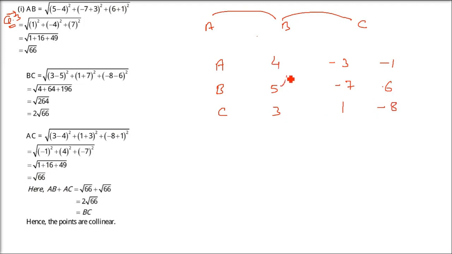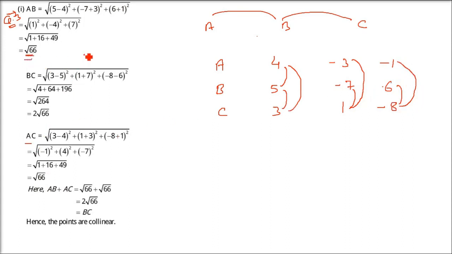So try to find AB. This is 5 minus 4 whole square, -7 minus 3, that is -10, -2 minus 3, that is plus 3 whole square, 6 minus 1 minus 1, that is 7 whole square. And then BC: 3 minus 5 whole square, 1 minus 1 minus 7, that is 8 whole square, -8 minus 6, that is -14 whole square. Now AC. AC is 3 minus 4 whole square, 1 minus 1 minus 3, that is 4 whole square, and then -8 minus 1, that is -9 whole square.